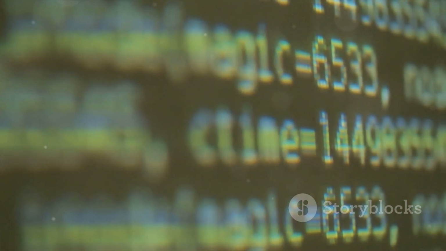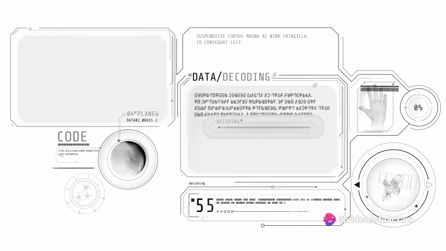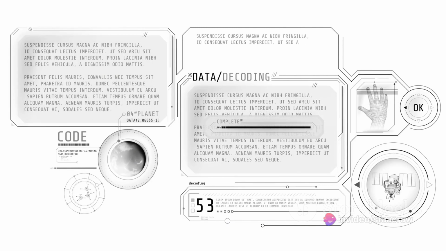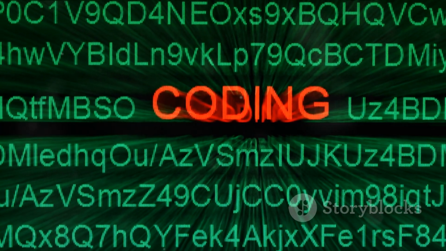Then we have strings. Strings are like names. They're used to store a sequence of characters, or in simpler terms, text. For example, the name John Doe is a string because it's a sequence of characters. So just as a grocery cart can hold multiple fruits, an array can hold multiple values. And just as a sentence is a collection of words, a string is a collection of characters.